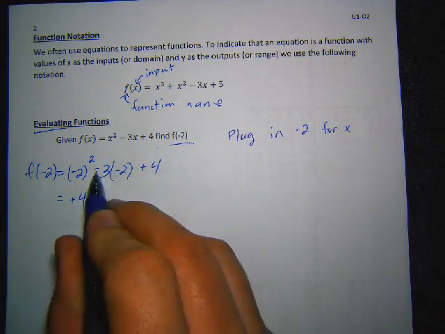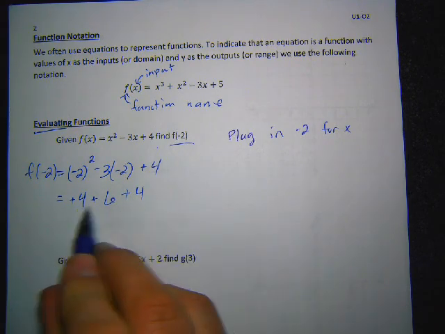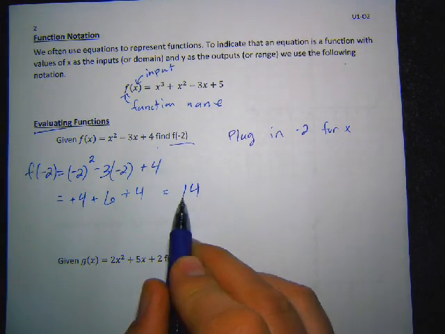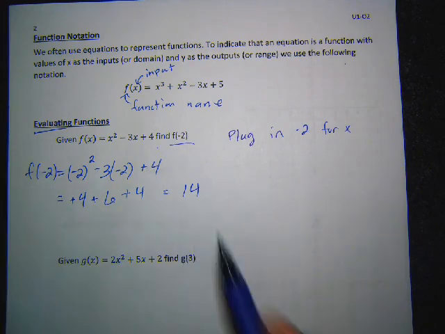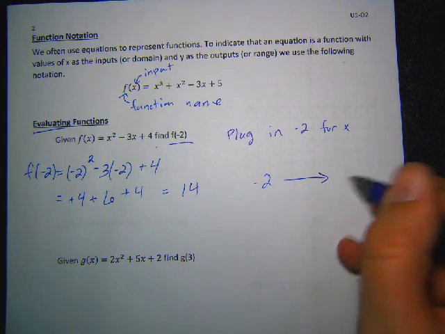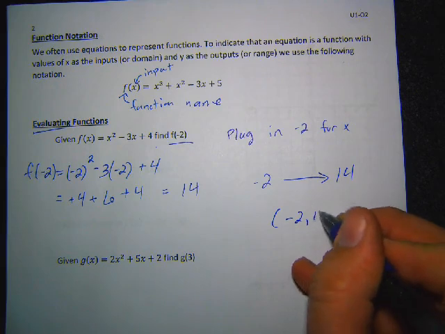-3 times -2, well, double negative makes a positive. 3 times 2 is 6, plus 4. Yeah, 4 plus 6 is 10, plus 4 gives me 14. So this is my output. So my input was -2. I plugged that into the function. Output was 14. If I think about those arrows, I have an arrow that goes from -2 to 14. Or if I want to do ordered pairs, I have an ordered pair that was (-2, 14).